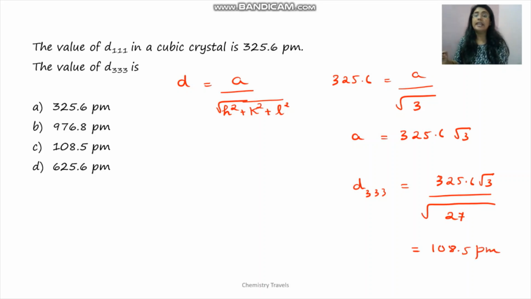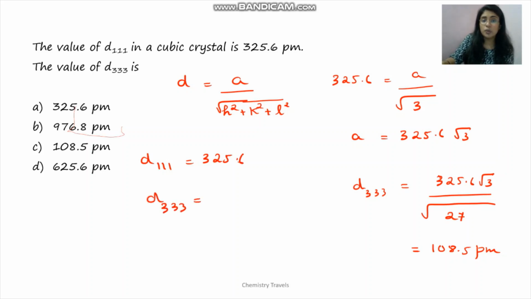This is how I can get D33 from the first D11 value. I can find out the value of A and then substitute that A value for finding the D33 value. But simply without doing all these calculations, in such cases you can do that when D11 is given to be 325.6.